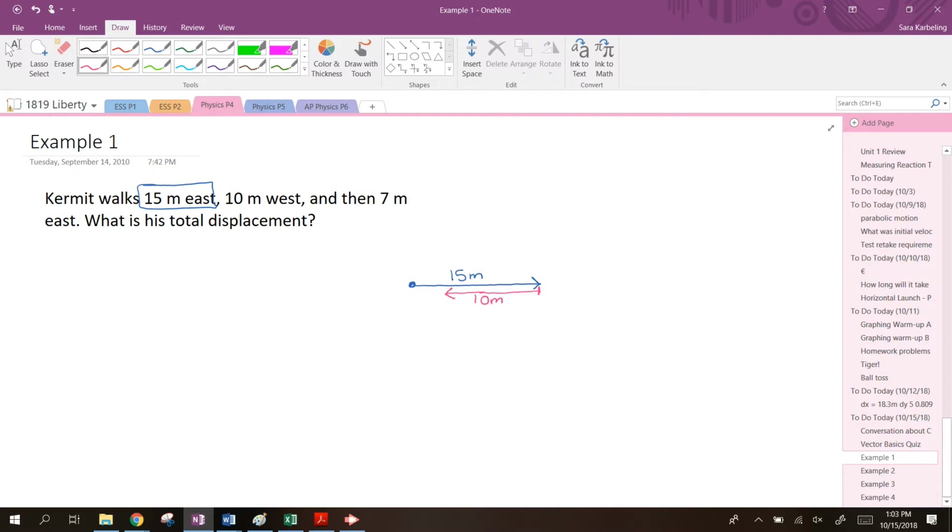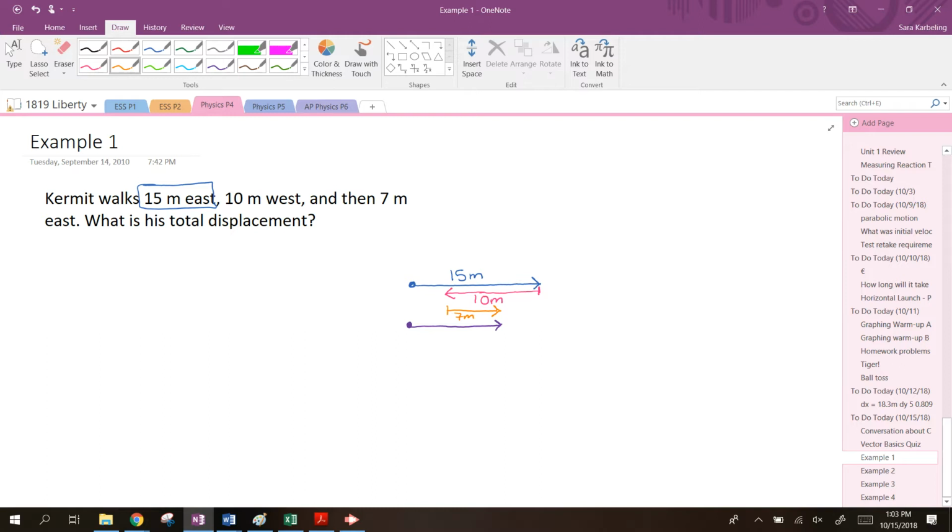Then he's going to go 7 meters east again. Here he goes 7 meters east. We're going to draw the resultant. The resultant is from the tail of the first to the head of the last. What was his displacement? Can you figure that out? Talk to your table mates. See if you can figure it out. I bet you can.